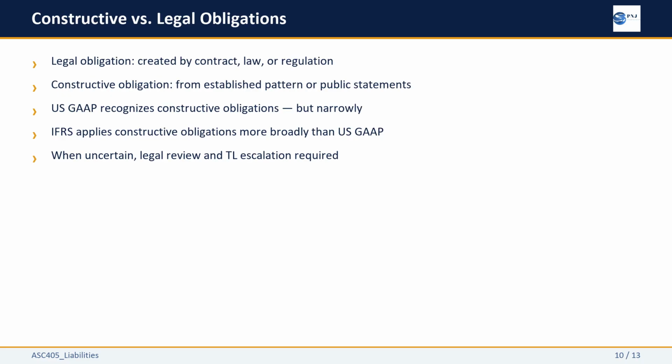Most people assume a liability only exists if there is a signed contract or a legal requirement. That is mostly true under US GAAP, but there is a narrower category called a constructive obligation. This arises from an established pattern of practice or a public commitment. For example, a company that consistently refunds customers beyond its written warranty policy may have created a constructive obligation. The key difference from IFRS is that US GAAP applies this concept more cautiously. When constructive obligation is even a possibility, escalate to your team lead.